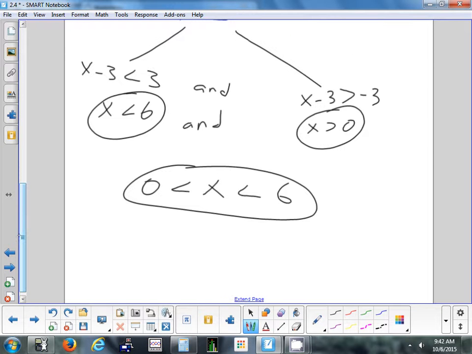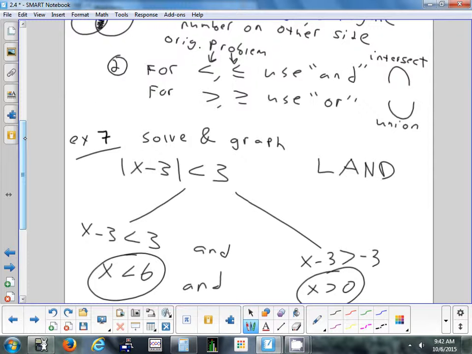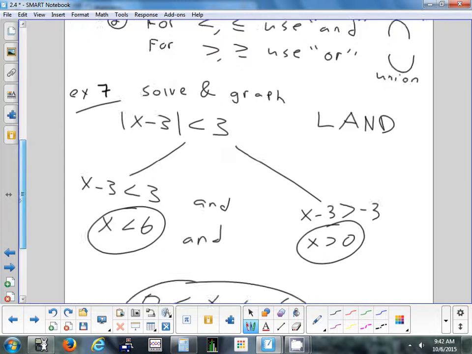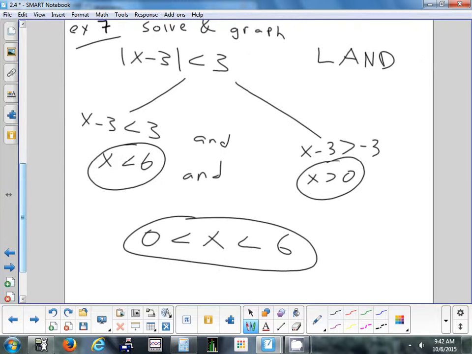Let's try 1. 1 minus 3 is negative 2. The absolute value is positive 2. Is 2 less than 3? Yes, so it does work. That's just how you do it. Now, the only time you'd have a plus here is if you had a plus here and a plus there. That would make everything pluses.